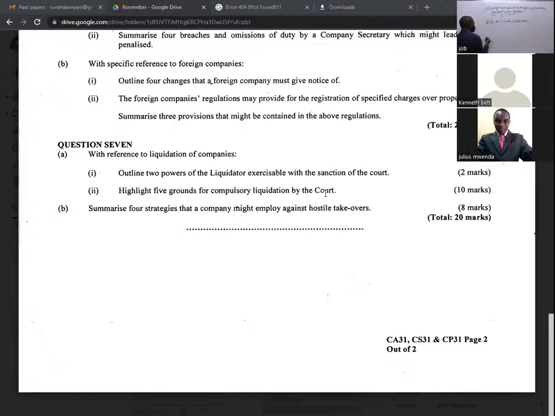How to avoid a hostile takeover. What do you mean by a hostile takeover? It is hostile, just from the word hostile. It is not very friendly. It is whereby, for example, a company like Safaricom decides to sweep the industry by simply acquiring all the players in that industry. So they don't want any competitor. That is not a friendly takeover. It is very hostile. So they want to dominate that market and become like a monopoly.